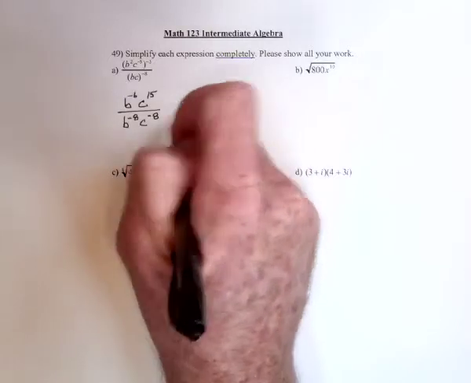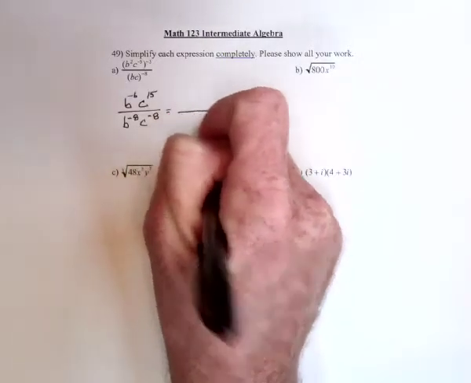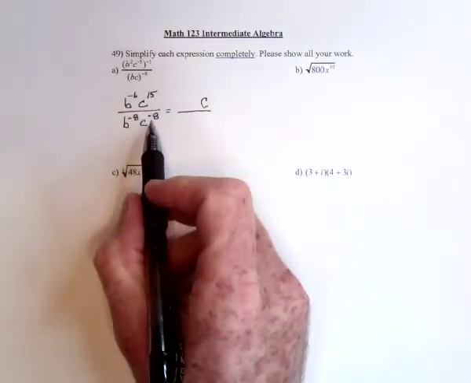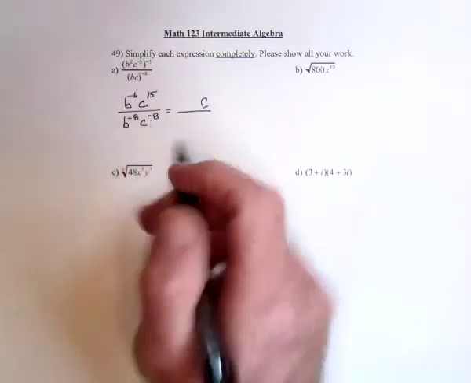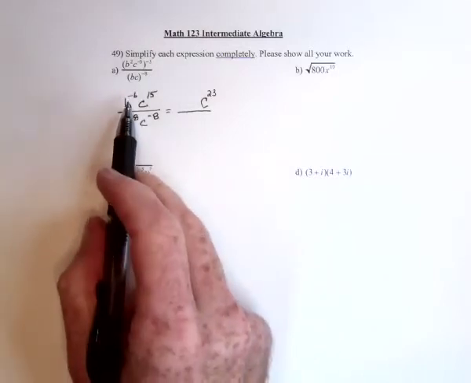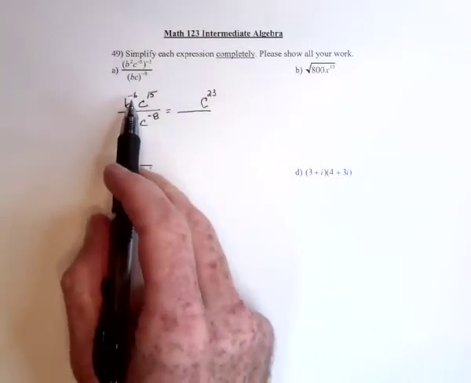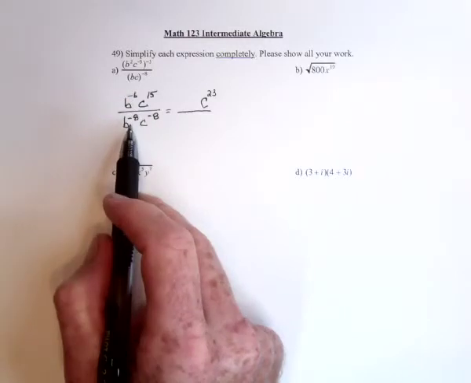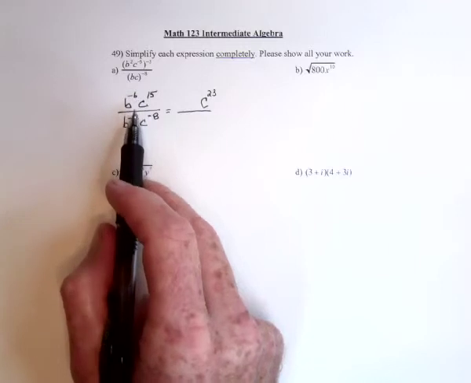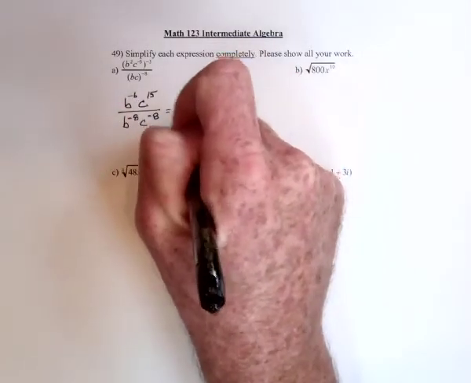So that means we're going to have C, and then it's going to be 15 minus a negative 8. Minus a negative means it's positive, so 15 plus 8 is 23. And then it's going to be a negative 6 minus a negative 8. That means the 8 becomes positive, while the 6 remains negative. Well, if the 8 is positive and the 6 is negative, 8 minus 6 is 2. So B to the 2.